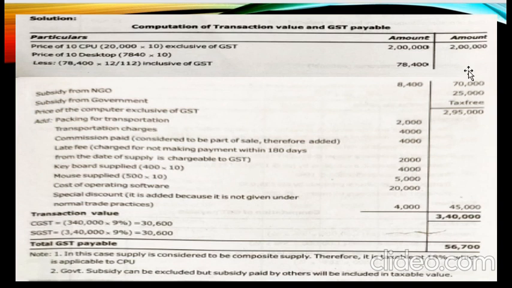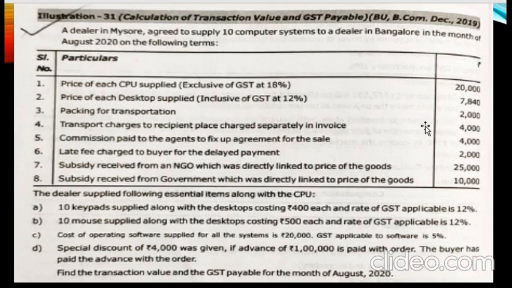So the total value of the asset is 2 lakh plus 70,000 plus 25,000, which will give you 2 lakh 95,000. So this is the price of the computer excluding GST. So now we will add all the expenses. So what are the expenses?